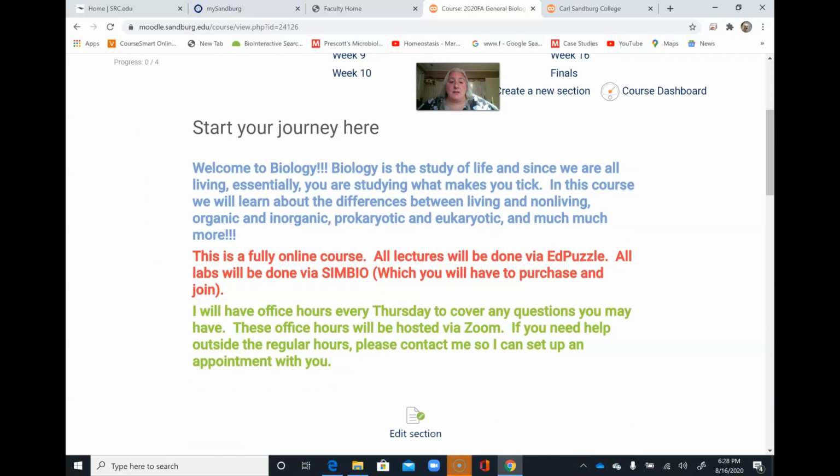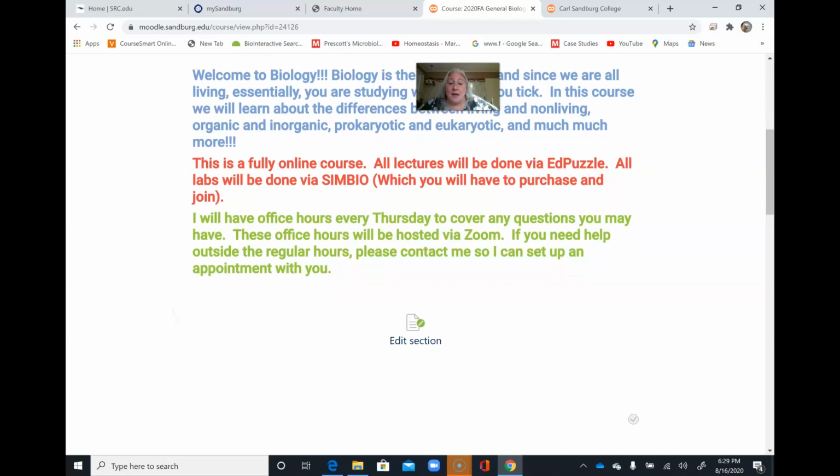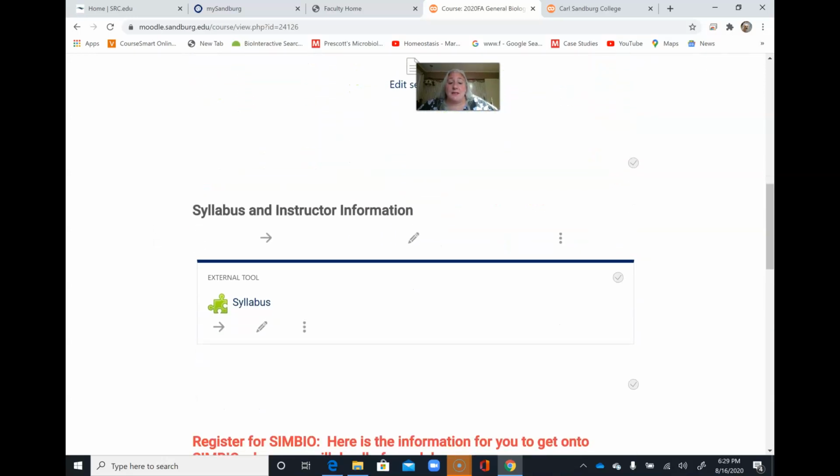And then down here, you scroll down, you're going to see a little bit of information about what this class is. It tells you a little bit about the lab portion, which is going to be via Symbio. And then it talks about my office hours that I'll have. So right here you have the syllabus and it says instructor information. So this is where I'm going to post this video along with my getting to know you type video so that you get a little bit of information about me, okay? Right now I'm going to go into the syllabus so I can go through this.